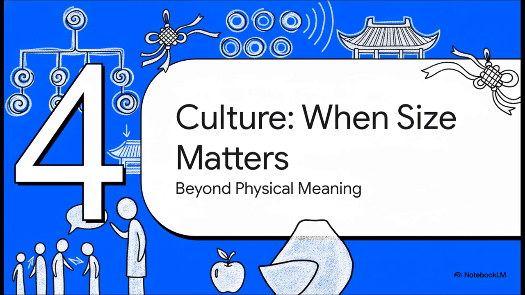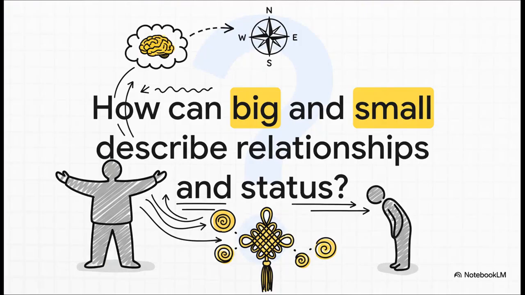Okay, so we've covered the characters, we've covered the grammar. But language, it doesn't just exist in a textbook. It's wrapped up in culture. And in Mandarin, the ideas of big and small go way, way beyond just talking about the size of an apple. These concepts are actually woven into the fabric of how people interact, how they show respect, and how they understand social hierarchy. So let's think about this for a second. How can these simple words for physical size be used to navigate something as complex as human relationships?